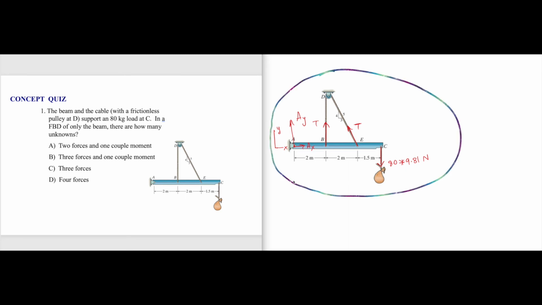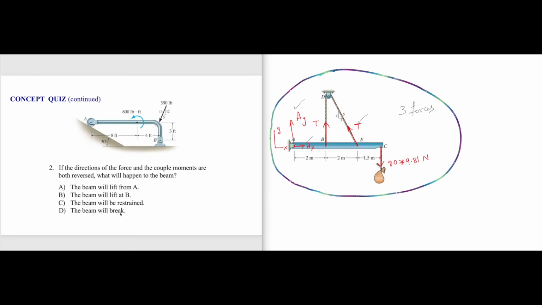Tell me how many unknowns are present. Number one, we have T. Number two, we have AX, AY. So we have three unknown forces. Are those forces or couple moments? These are all forces, right? So that means we have three forces. So which option would you select? C, right? Okay.